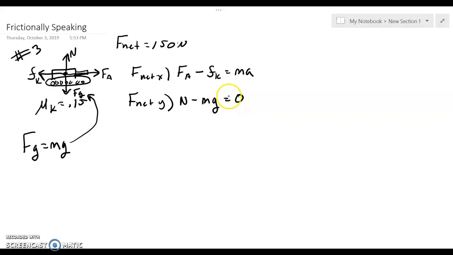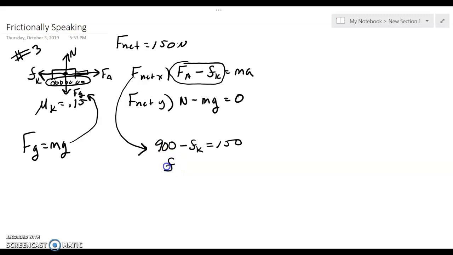But we know that the applied force is 900 newtons, and we know that the total net force is 150 newtons. So that means this combination is equal to 150 newtons. So this is where we're going to go to find the mass. We have 900 minus kinetic friction equals 150. So the kinetic frictional force is going to be equal to 750 newtons. So how does that allow us to find mass?